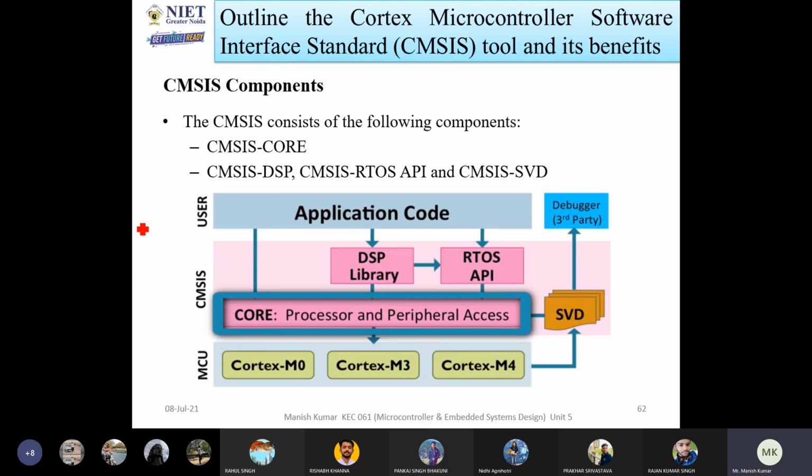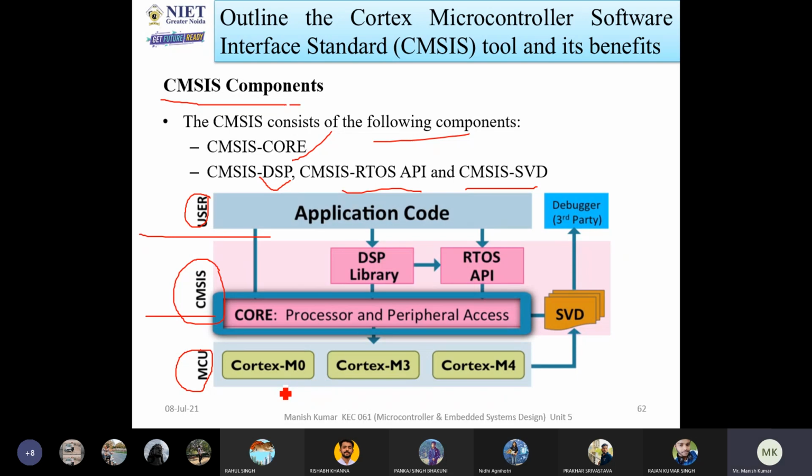Now, when we are talking about the CMSIS components, it consists of the following components: CMSIS-CORE, CMSIS-DSP, CMSIS-RTOS API, and CMSIS-SVD. We will see that we are categorizing three parts. One is users, another is the CMSIS tools, that is the software interface standard tools, and then microcontrollers. With different microcontrollers like Cortex M0, Cortex M3, Cortex M4, you can select any type of microcontroller. And then with the help of CMSIS-CORE, you are going to use the processors and peripheral accesses.